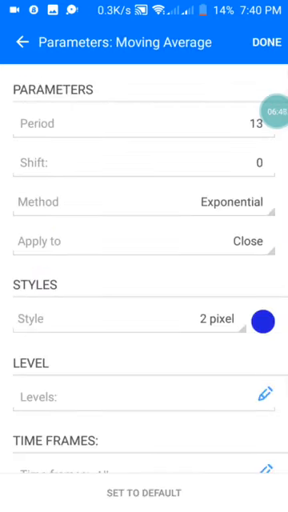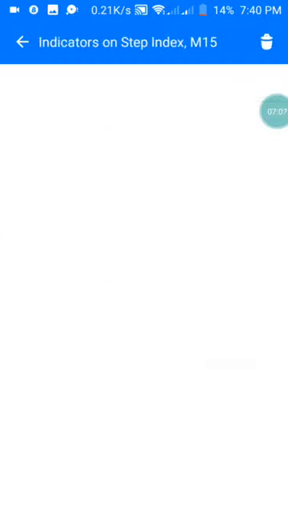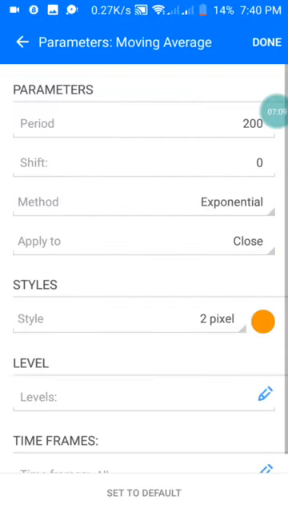You just screenshot this particular place and press on done, and also move to the second moving average. The second moving average period is 50. We have the shift to be 0, the method to be this, and applied to close. You choose any of your colors and you press on done. We will move to the third moving average, which is 200. The period is 200, the shift is 0, and you choose any color of your choice.